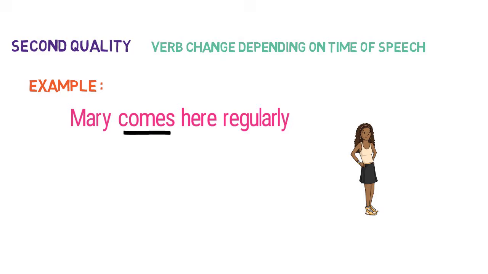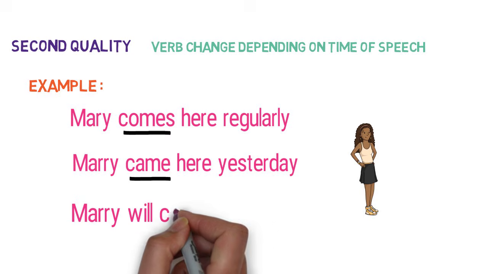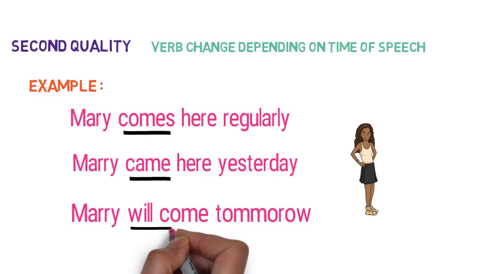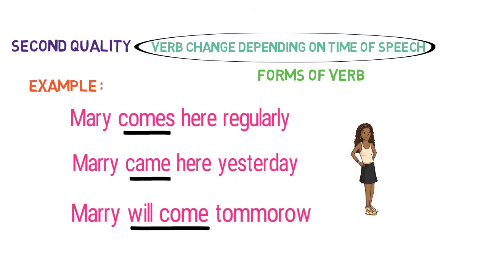Now see the past event. Mary came here yesterday. Here, came is the verb and we are talking about a past event, that she came yesterday. Now let's look at the future event. Mary will come tomorrow. Here, will and come are the verb and we are talking of a future event. As you can see, for different times, the same verb changed. Comes in the present became came in the past and will come in the future. These are the different forms of verbs. We will discuss them now.